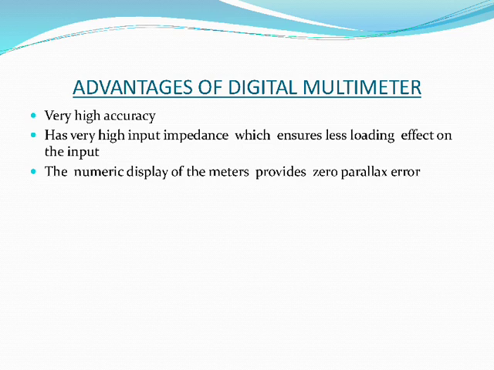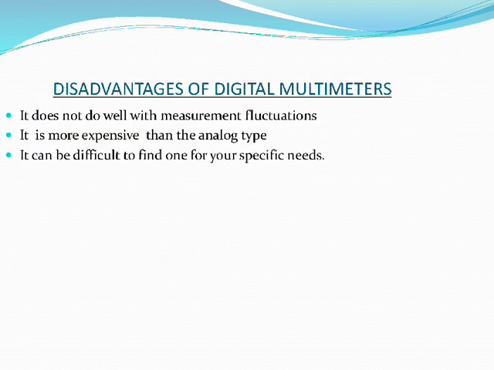At last, the advantages of digital multimeter. It has very high accuracy and very high input impedance which ensures less loading effect on the input. The numeric display of the meter provides zero parallax error. These are the advantages, and next the disadvantages of the digital multimeter.